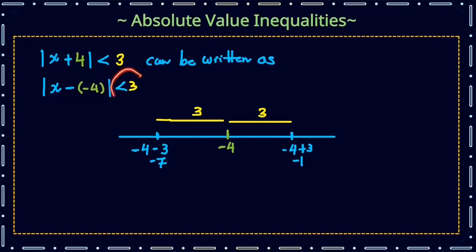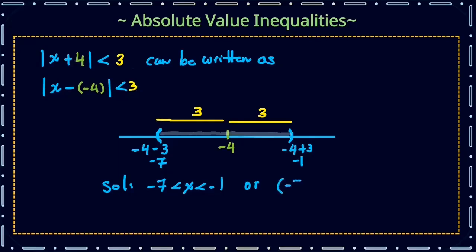Since 3 itself is not included, we have to use parentheses instead of brackets. Parentheses mean exclusion. The solution is all numbers between negative 7 and negative 1. In inequality form, you can say x is between negative 7 and negative 1, a double inequality, or you can write it in interval notation as parentheses negative 7 to negative 1.